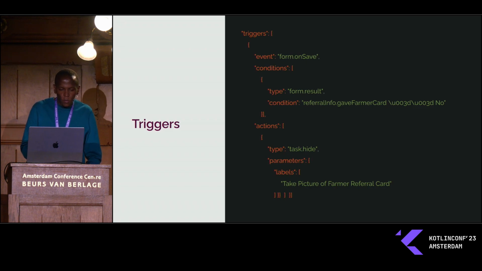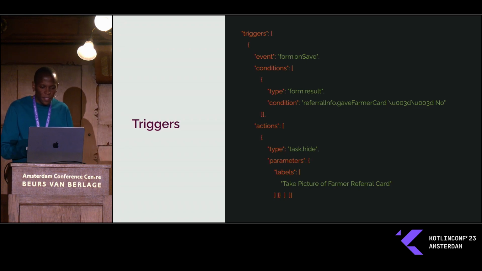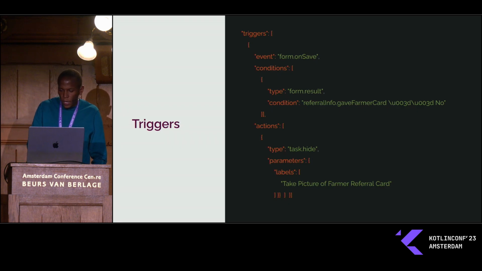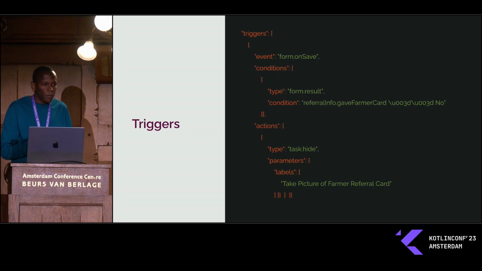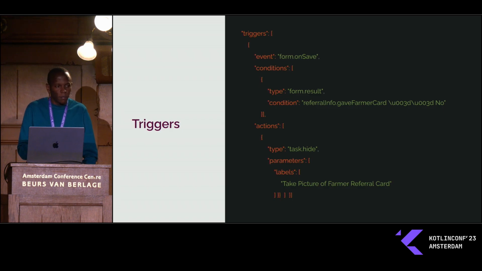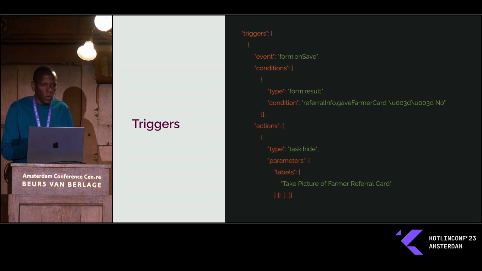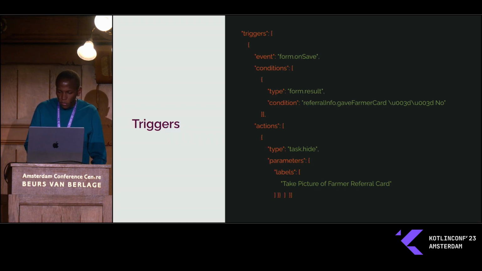So we have a bunch of triggers to react to different events. This is just one of them. Besides hiding, we also have showing. So for example, if we have an answer, do you have a spouse? And if you answered yes, it's supposed to ask you for spouse details. So that is another place where you use triggers.